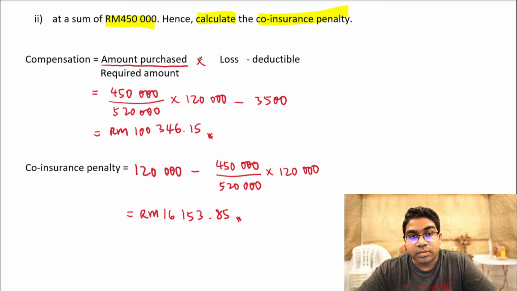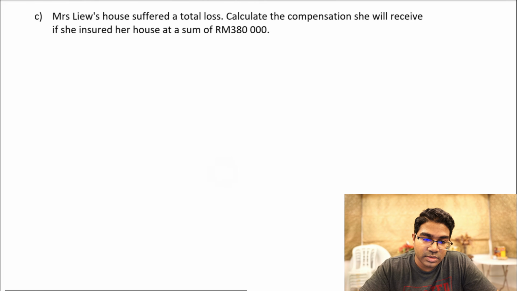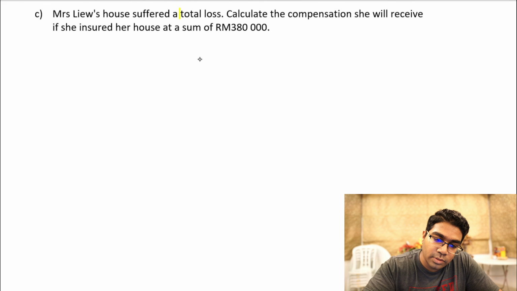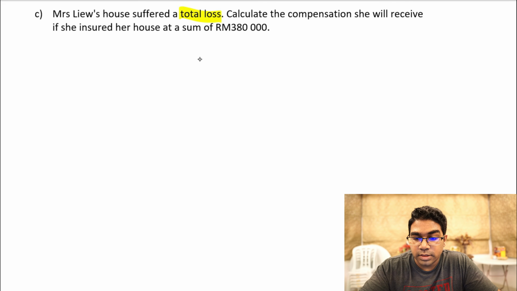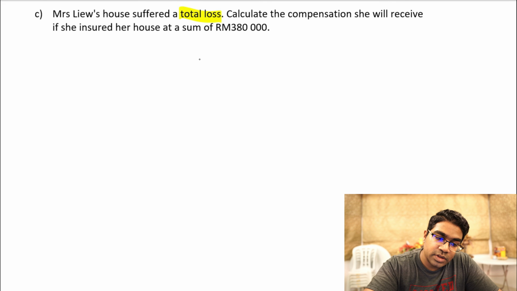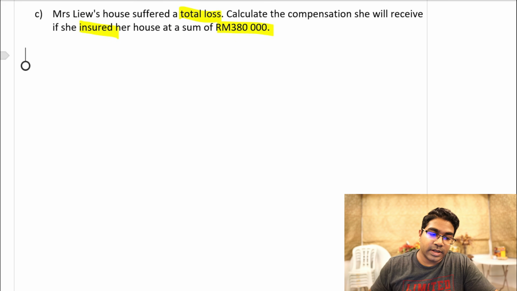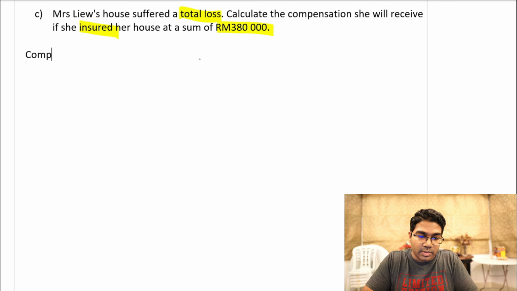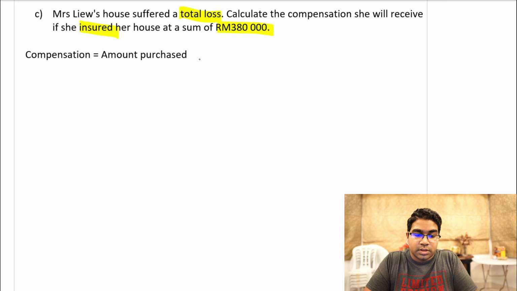We have one more situation, and that is total loss. Mrs. Liu's house suffered a total loss. Everything is gone. Calculate the compensation she will receive if she insured her house at a sum of 380,000. So when it comes to total loss, again the compensation calculation is different. Compensation will be equals to amount purchased, the maximum amount that she bought, minus the deductible.